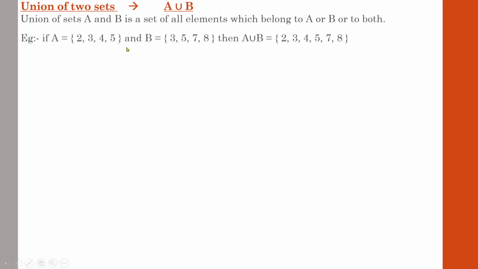And you need not repeat similar numbers. Here 3 is there on both sides. It doesn't mean that you have to write 3 two times. No need. You need to represent it by one number. This is known as union of two sets.